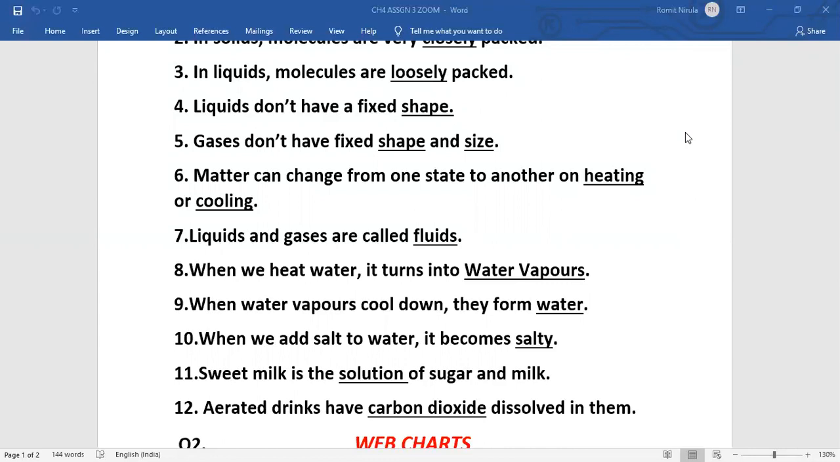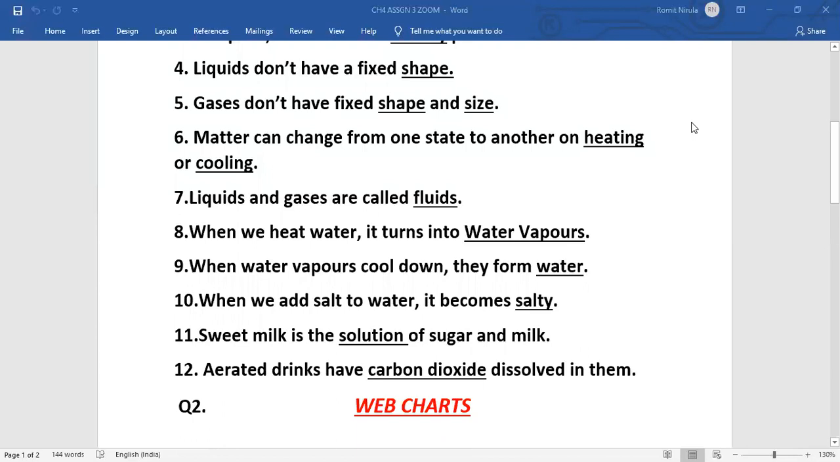Number 11. Sweet milk is the solution of sugar and milk. Here, sugar is a solute and milk is a solvent. When we mix any solute in a solvent, it gives us a solution. Number 12. Aerated drinks like Pepsi, Cola, etc. have carbon dioxide dissolved in them.